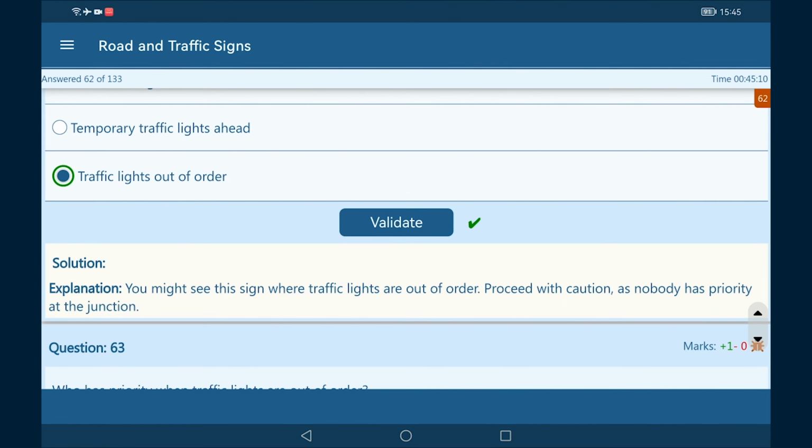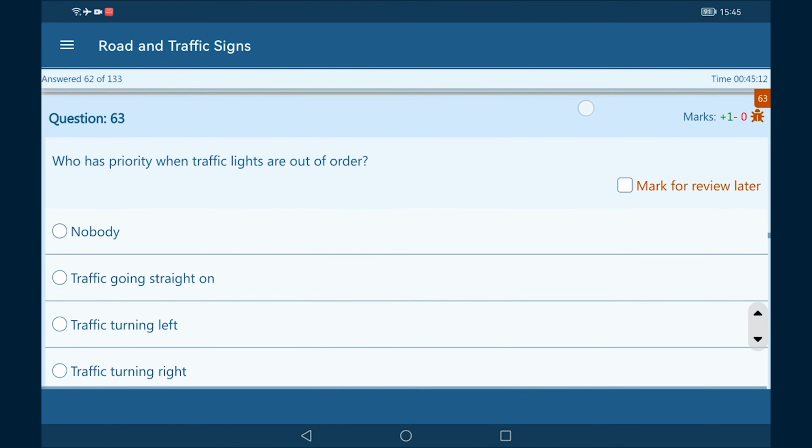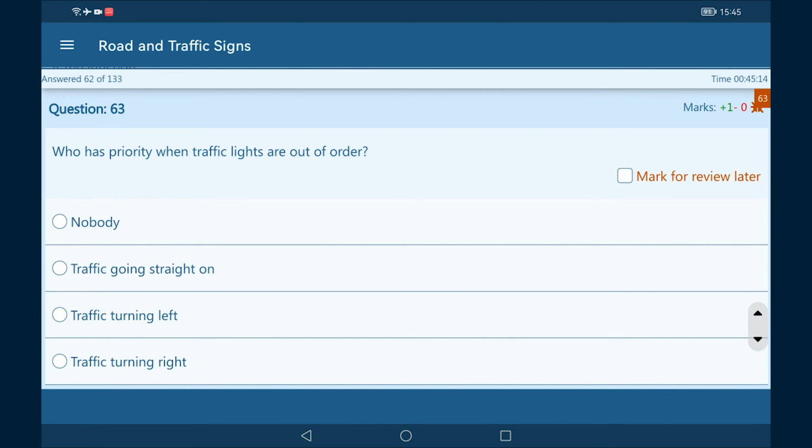Question 63. Who has priority when traffic lights are out of order? Option 1. Nobody. Option 2. Traffic going straight on. Option 3. Traffic turning left. Option 4. Traffic turning right. The correct answer is Option 1, that is, nobody.